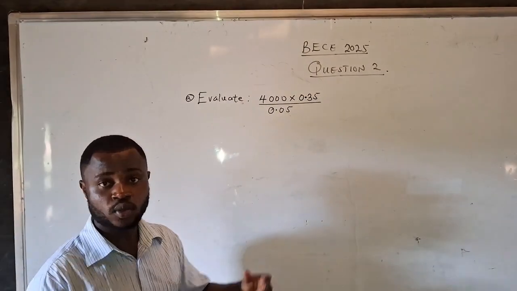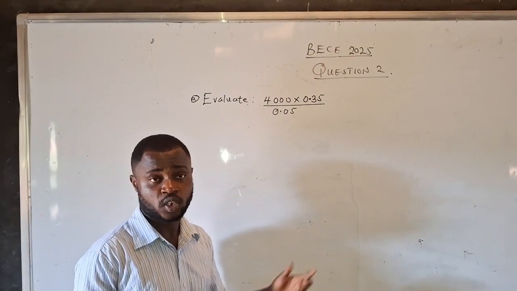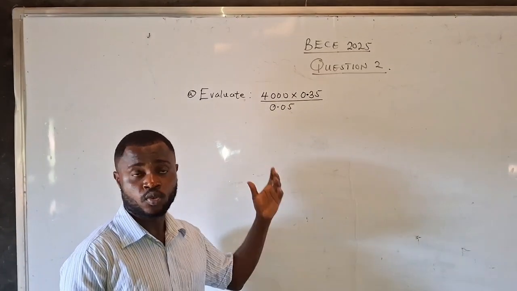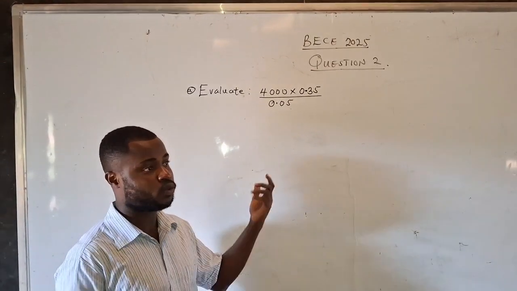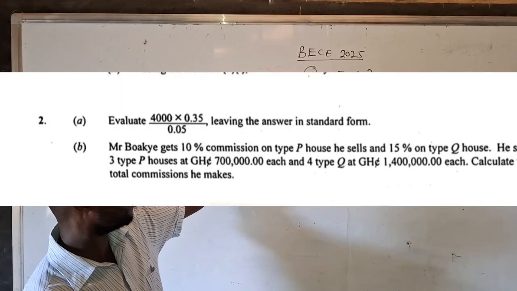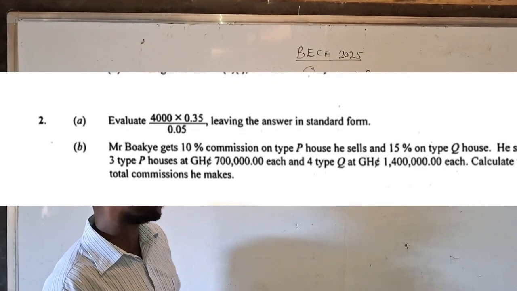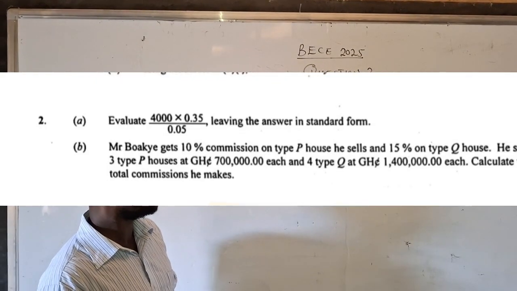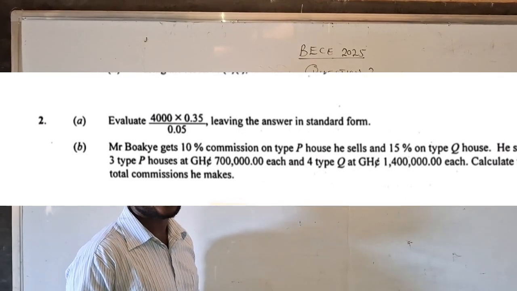Today we are going to continue with our past question, and they've just ended BECE. Question 1 is available on my channel. Let's go straight to question 2. Question 2 says evaluate 4,000 times 0.35 all over 0.05.